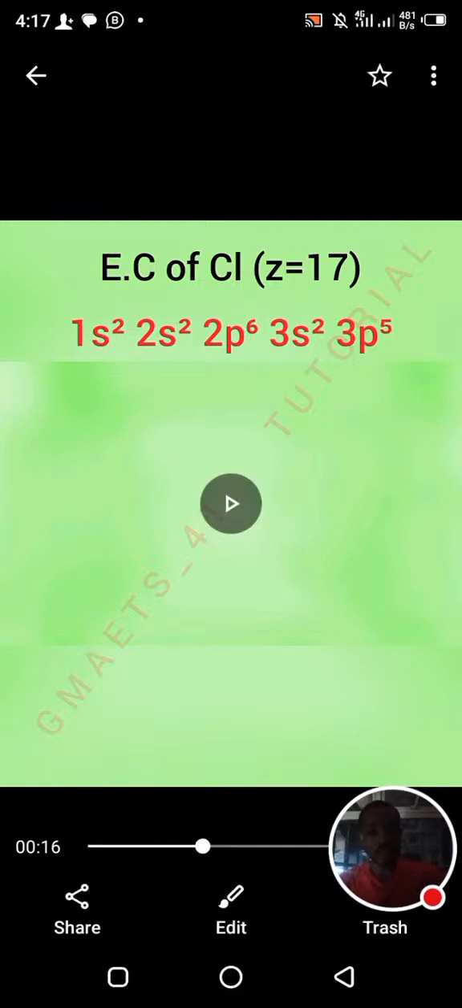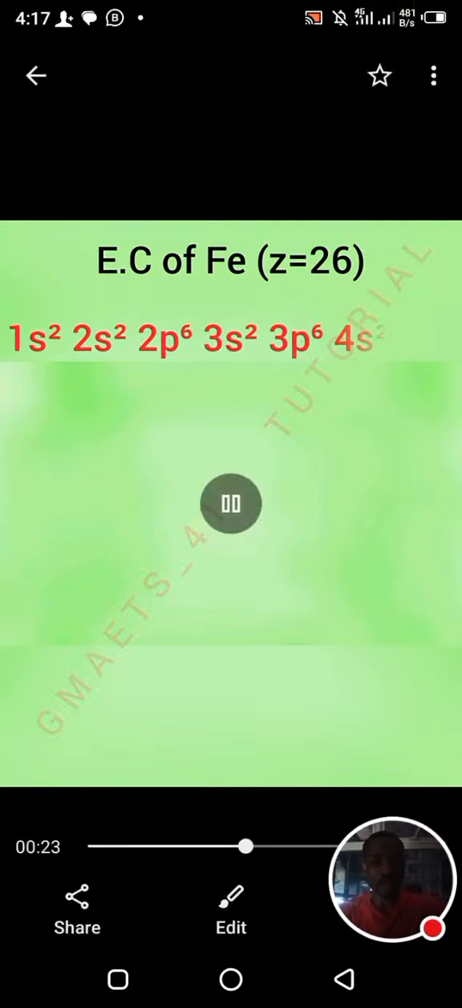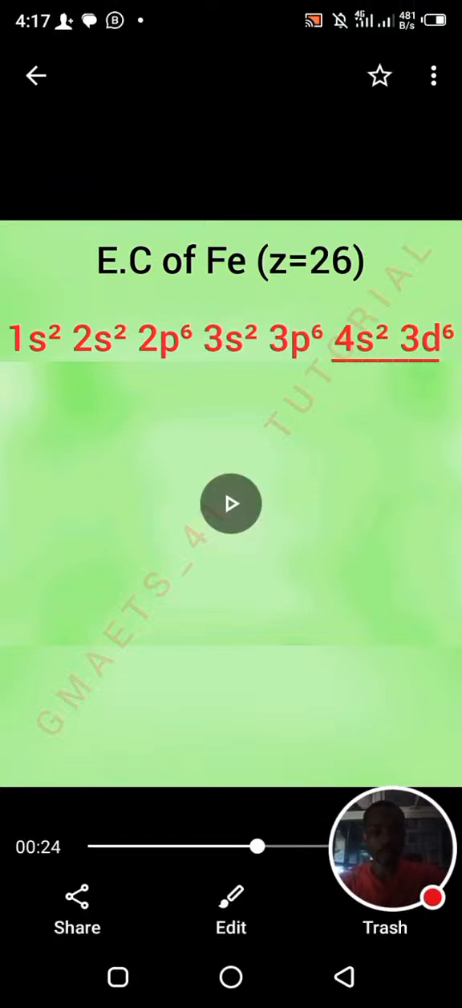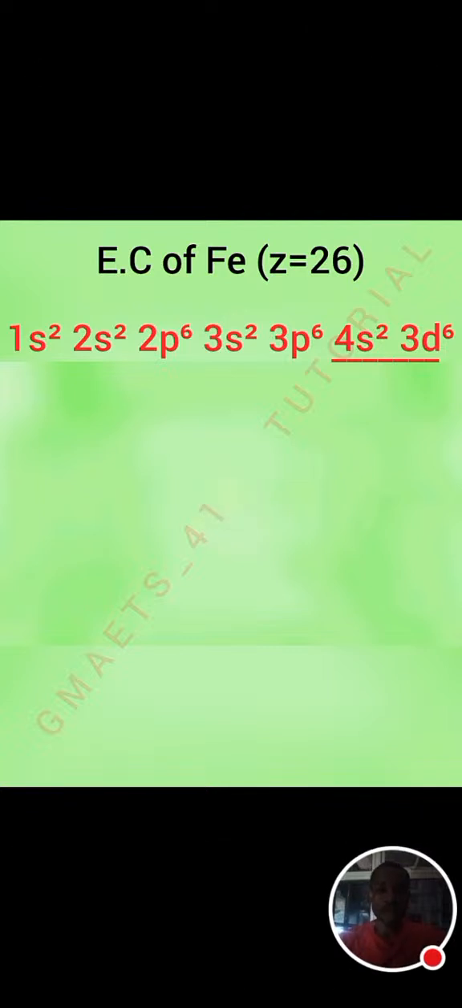Let's look at this next one. Iron. What period does iron belong to? If you look at the highest principal quantum number in this electronic configuration, it is 4, which is where you have that 4s2. Since the highest principal quantum number is 4, it simply means that iron belongs to period 4 of the periodic table.